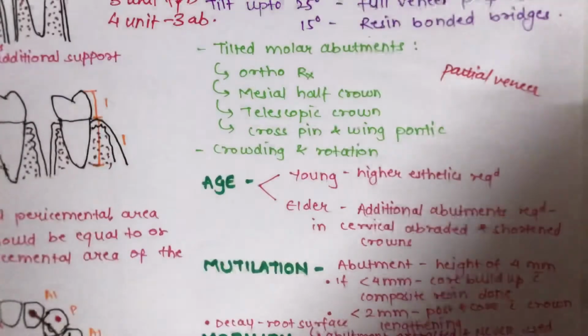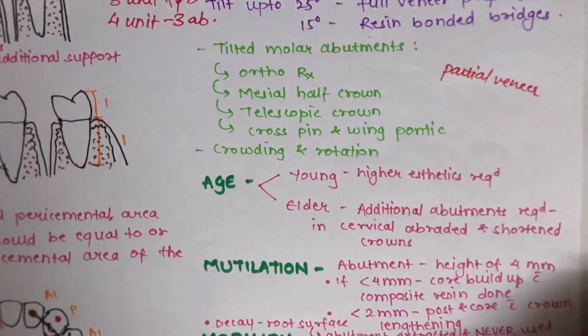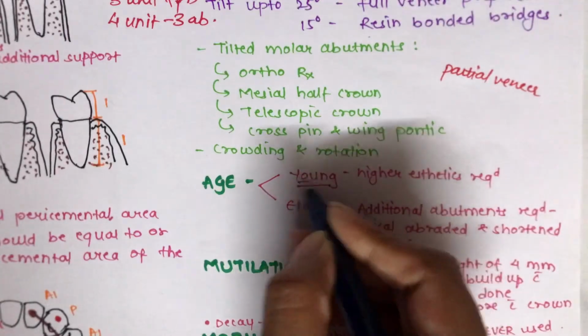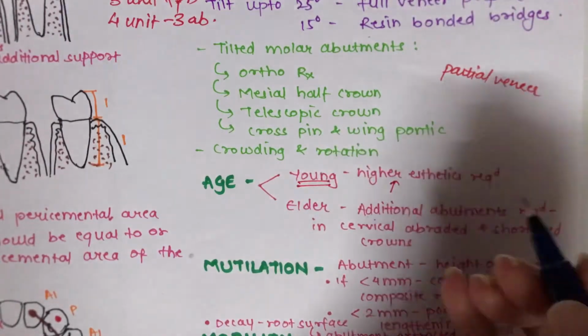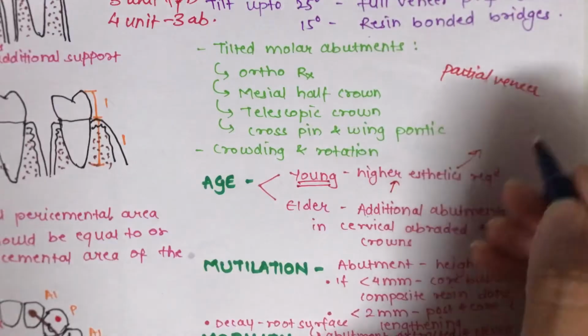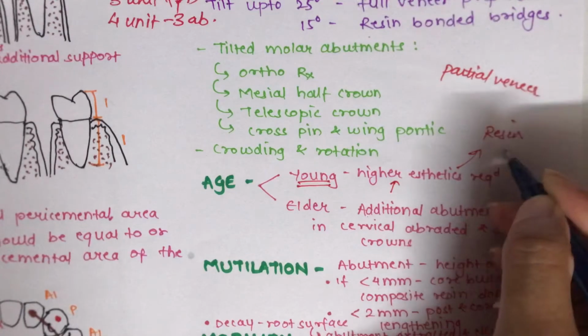The next factor is age. In young patients, a high degree of aesthetics is required. So resin bonded bridges can be provided for such patients. As the patients are young, obviously aesthetics are of more concern. So in this case, what you can do is use resin bonded bridges.